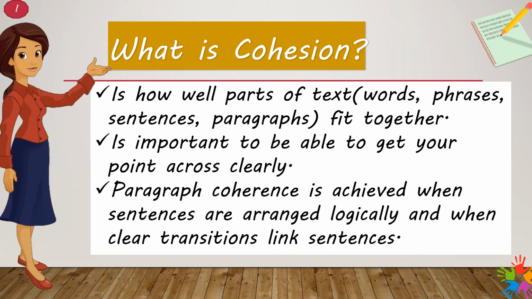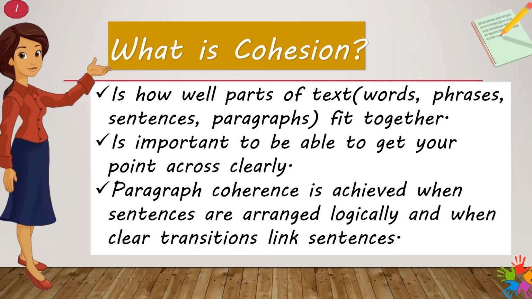The words or expressions that are used to join two ideas, or two parts of a sentence, or two different sentences, or a number of sentences in a paragraph, thematically and meaningfully, are called cohesive devices. They are otherwise known as connectives or linking words in English. So what is cohesion? It is how well parts of a text like words, phrases, sentences, and paragraphs fit together. Cohesion is important to be able to get your point across clearly.